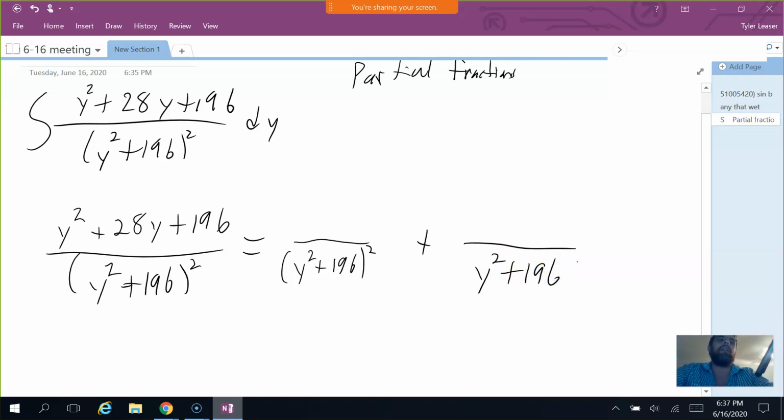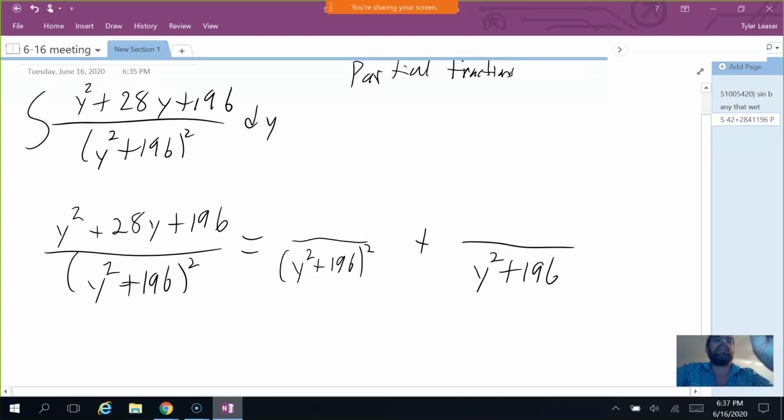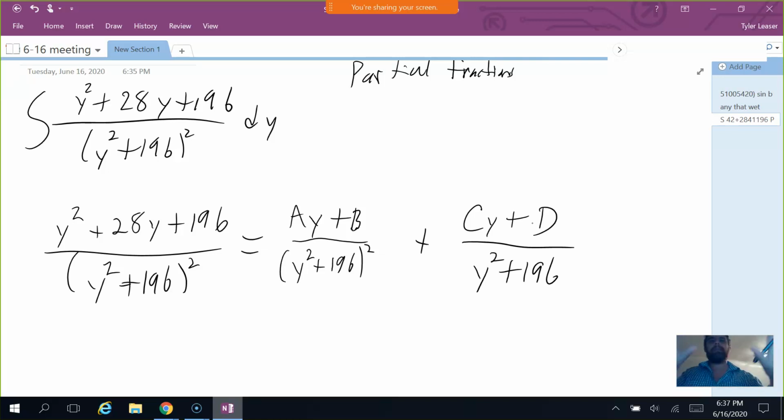Because these are quadratic and irreducible, the numerator is going to be a linear factor. So some constant a times y plus some constant b, and then over here is the same thing, just moving on to the next part of the alphabet, cy plus d. We need to figure out what the a, the b, the c, and the d are to make this work. So that's the partial fraction decomposition side of things.